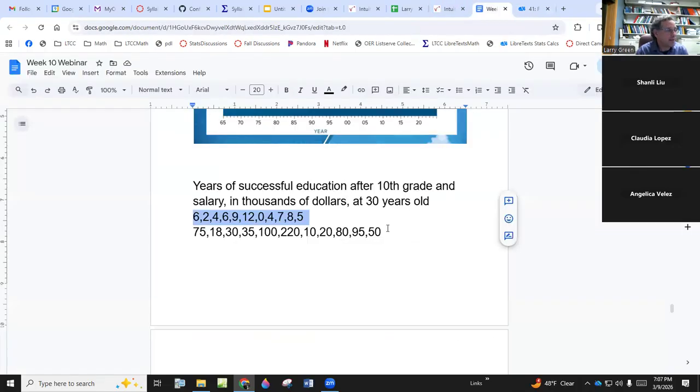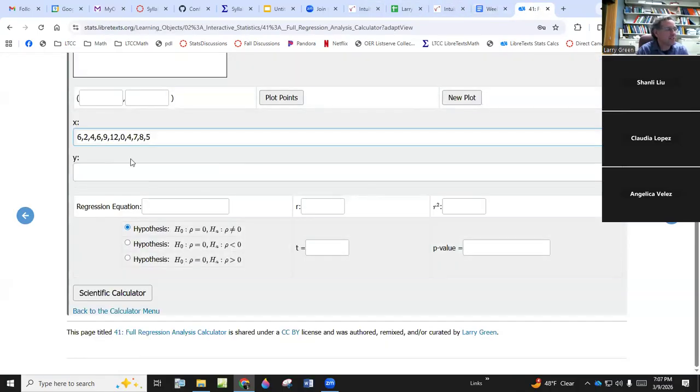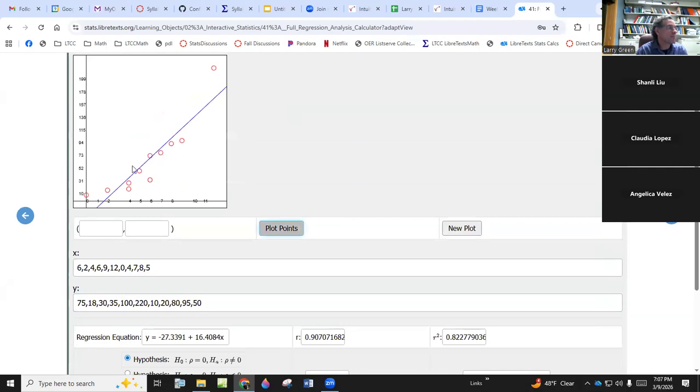So I'm going to copy and paste all our numbers. Notice we have somebody who went 12 years of successful education after 10th grade, and then someone who dropped out of high school and didn't have any education after 10th grade. So it's all over the place. And if I hit plot points, there we are.